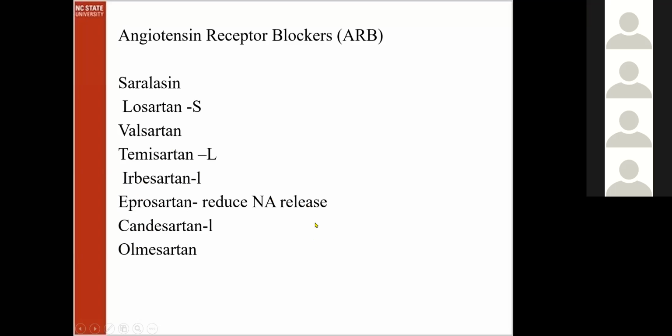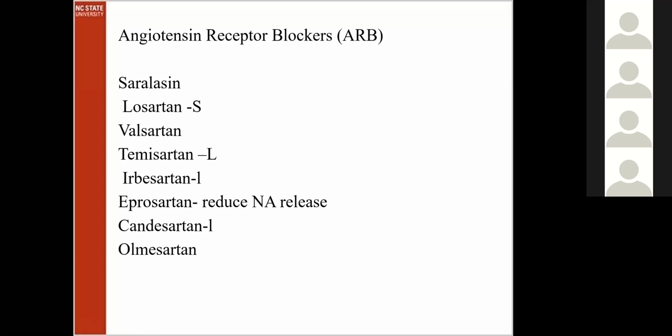And this we have already studied. ACE inhibitors reduce norepinephrine release. Similarly, ARBs also reduce norepinephrine release, and mainly it is with eprosartan. Telmisartan is the longest acting ARB, and among ACE inhibitors it is ramipril. I forgot to tell. So it is telmisartan. Same mode of action. It causes vasodilatation, decreases epinephrine or norepinephrine secretion, decreases aldosterone secretion, decreases cell growth, and decreases ACTH. All the actions are there.